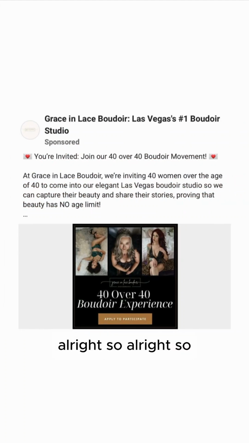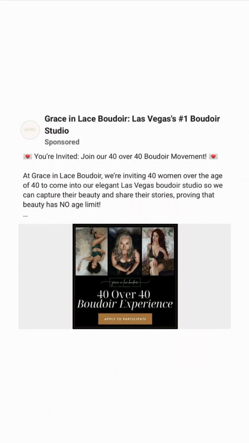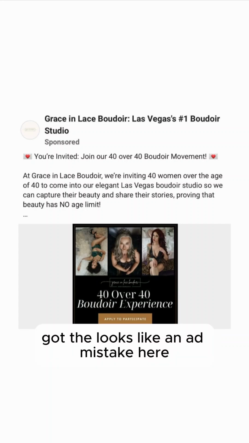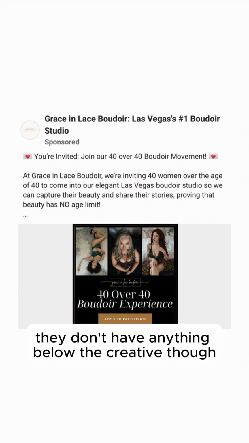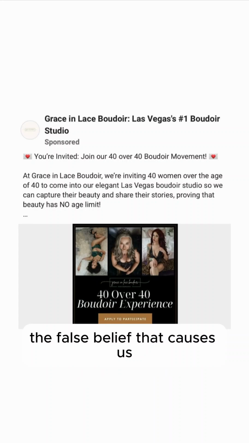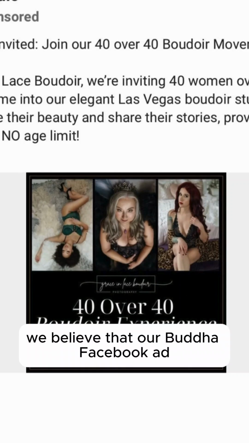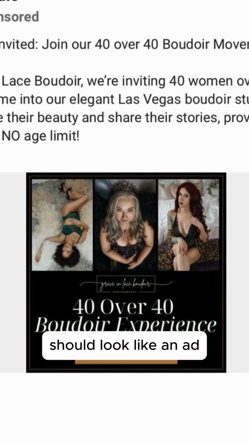All right, so looking at this one. The first thing I'm looking at is the creative. So we've got the "looks like an ad" mistake here. They don't have anything below the creativeness, so that's good. The false belief that causes us to make this mistake is we believe that our Boudoir Facebook ad should look like an ad.